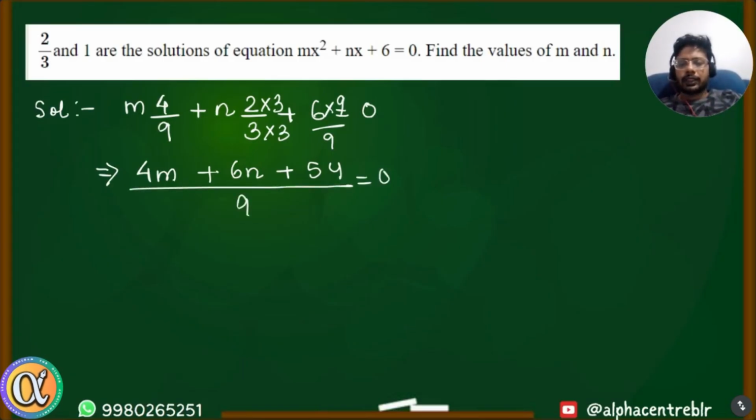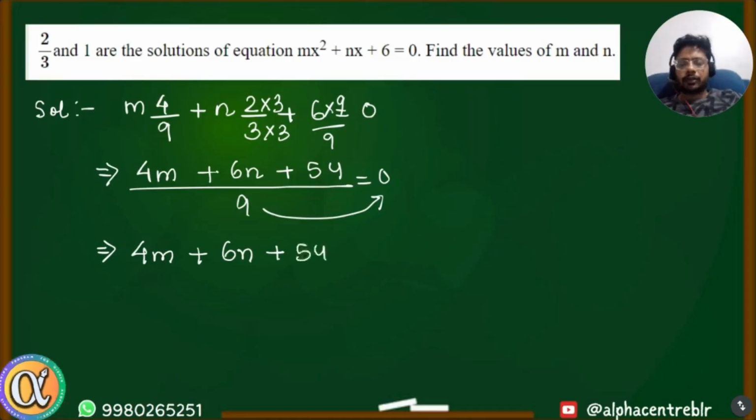Now if you want, you can take 9 to the other side and multiply with 0. Multiplying with 0 will make no difference and we'll get the final linear equation in two variables as 4m plus 6n plus 54 is equals to 0. Okay, in most of the cases we used to write this on the other side. That also we can do in the next step if required. So we'll just leave it like this for now. This is my first equation, 4m plus 6n plus 54 is equals to 0. Okay, we got one equation.